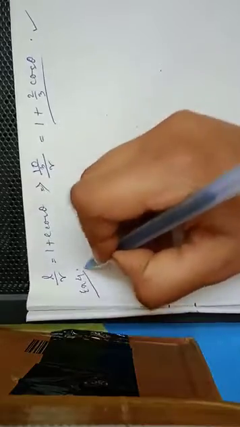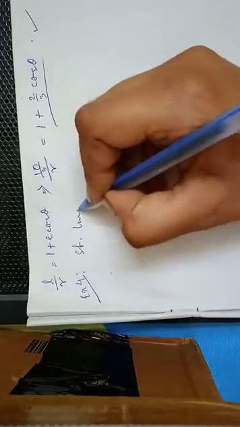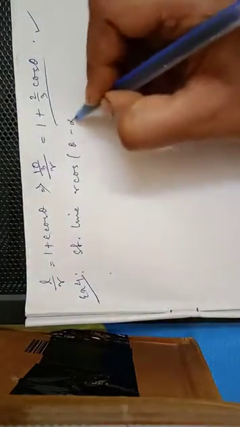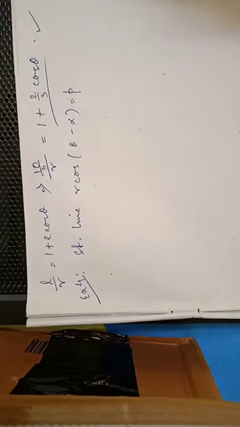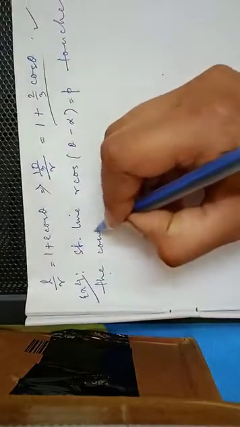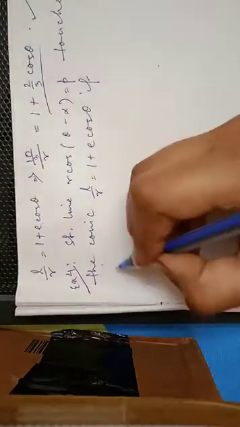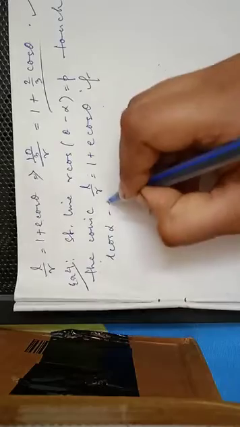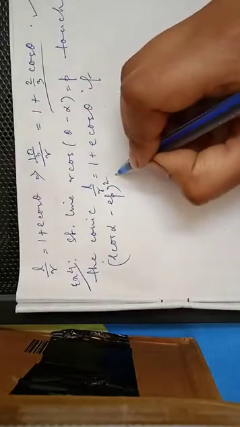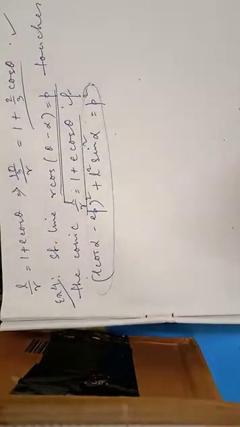Next one, example 4. Show that the straight line r cos(theta minus alpha) equals p touches the conic l by r equals 1 plus e cos theta if (l cos alpha minus e p) whole square plus l square sin square alpha equals p square. So we have to prove that this straight line touches the conic if this condition is satisfied.